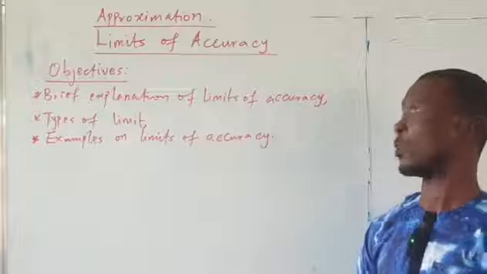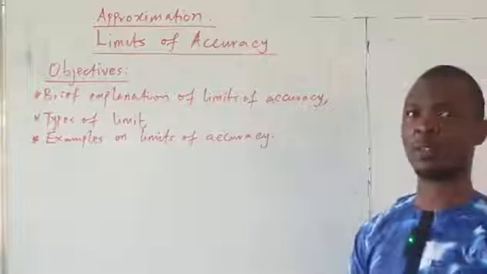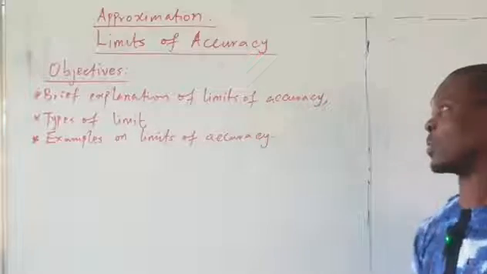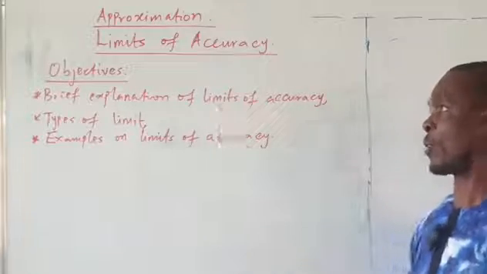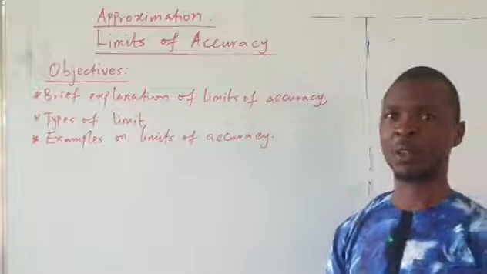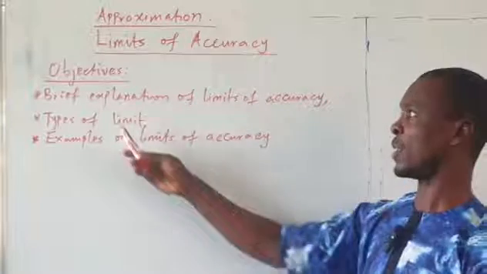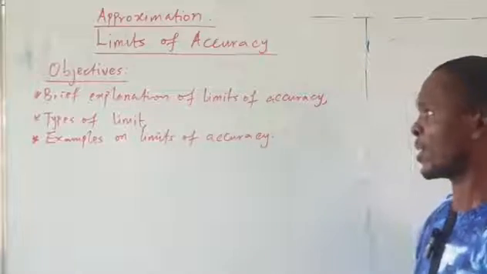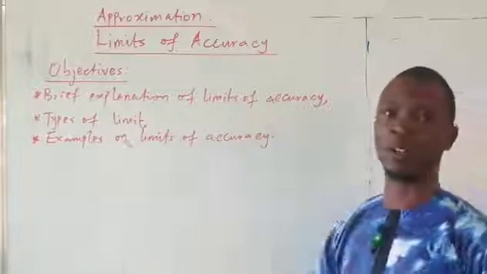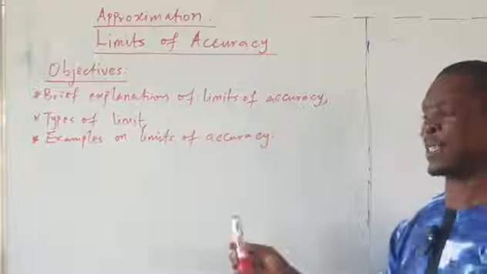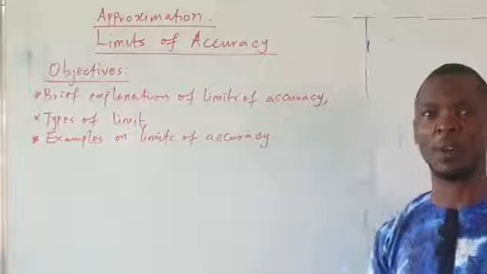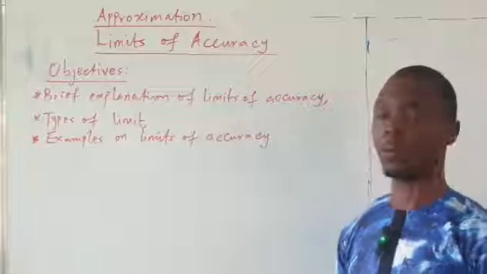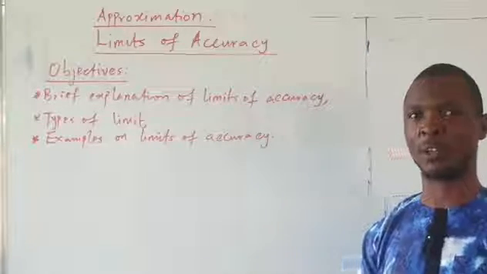Today's class is going to be based on approximation, but we are going to look at the subtopic under approximation, which is limit of accuracy. Under this topic, we are going to be looking at a brief explanation of limit of accuracy, then the types of limits, while the last one will be examples on limit of accuracy. So let me start by explaining what I mean by limit of accuracy.